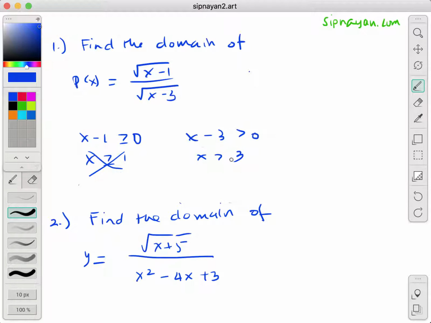So, we have, the domain is greater than 3, no? Domain is, meaning, greater than 3. Hindi kasama yung 3, di ba? So, this is 3 and lahat yan pakanan. So, we have 3, hindi kasama yung 3 up to infinity. Okay? So, we can check kung tama yung domain natin.